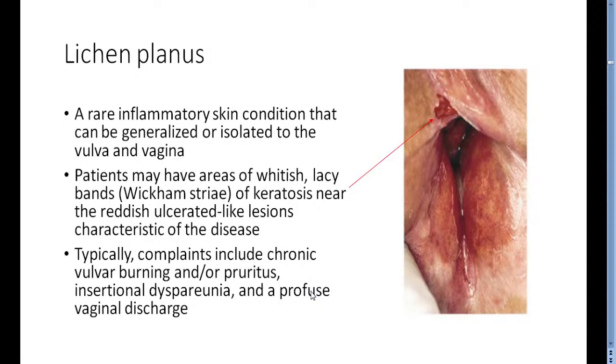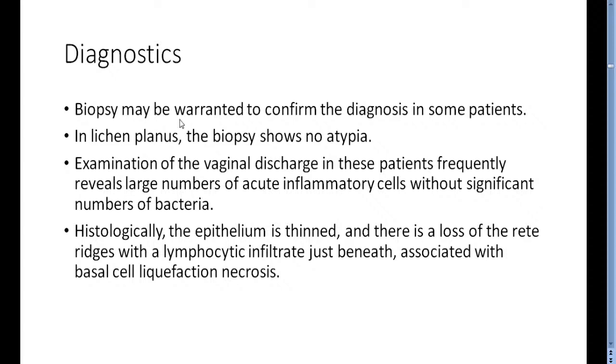Typically, complaints include chronic vulvar burning or itching, constant dyspareunia, painful intercourse, superficial dyspareunia, and profuse, abundant vaginal discharge. So don't forget about this lichen planus. Biopsy is warranted to confirm diagnosis in many patients, I would say. In lichen planus, biopsy usually shows no atypia, so it's not a malignant condition, although we consider it as a premalignant one.